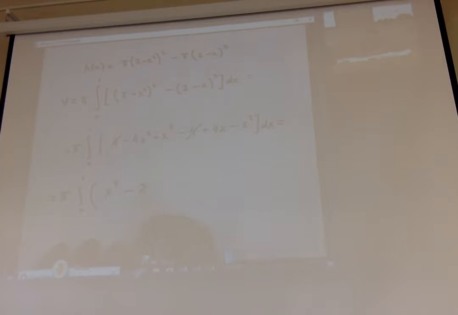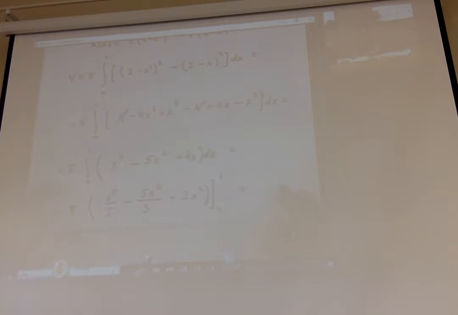Minus 5x squared, right? And plus 4x dx. So that's our integral. Very simple antiderivative. So we have x to the 5th over 5 minus 5x cubed over what? Over 3, plus, what do we get here? 2x squared. 2x squared, that's right. And from 0 to 1.